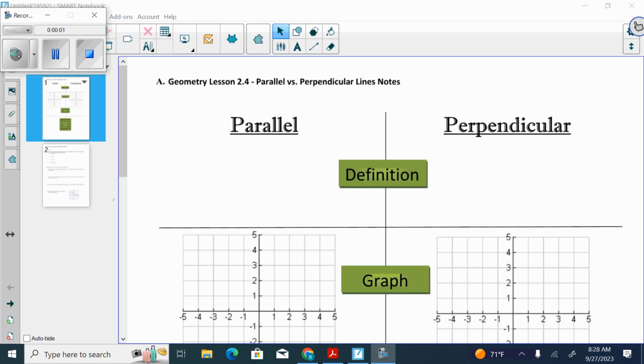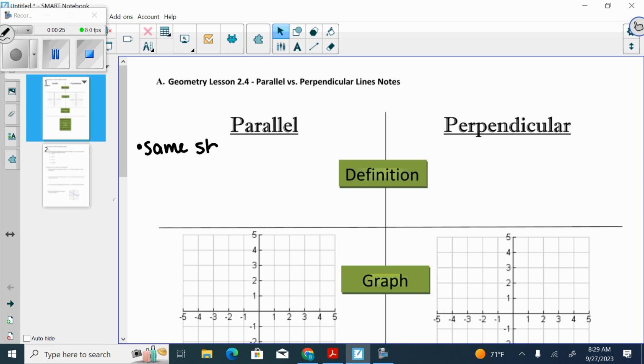Going to do is define what each parallel and perpendicular exactly mean. So what do parallel lines look like? All right, they don't touch, right? What keeps them from intersecting? What do they have? The same what? Slope. Okay, so we're going to put that down first.